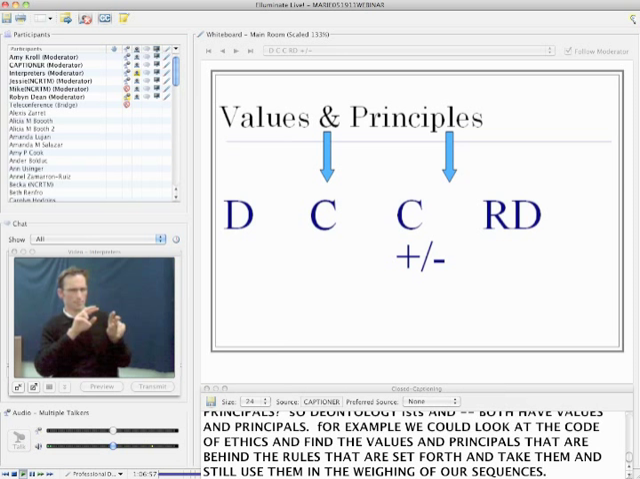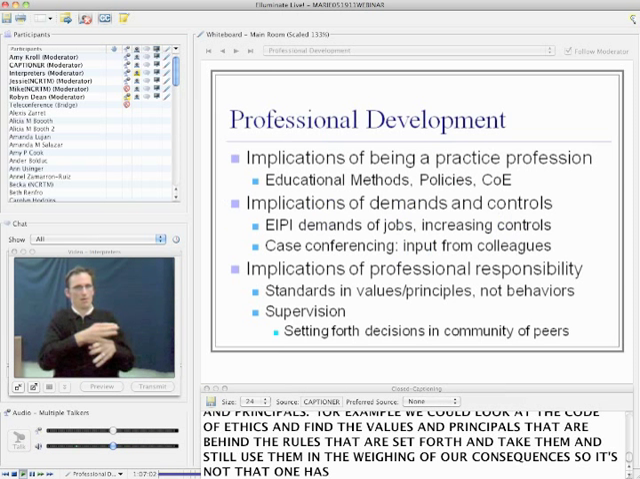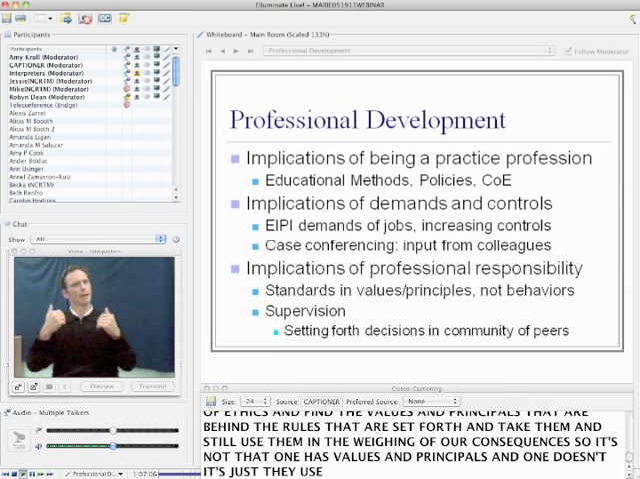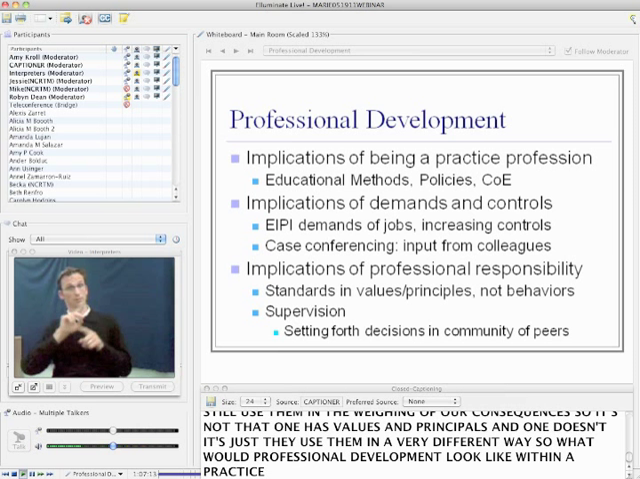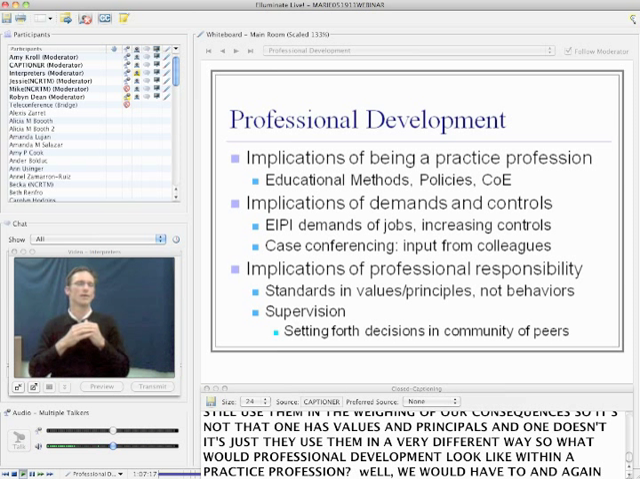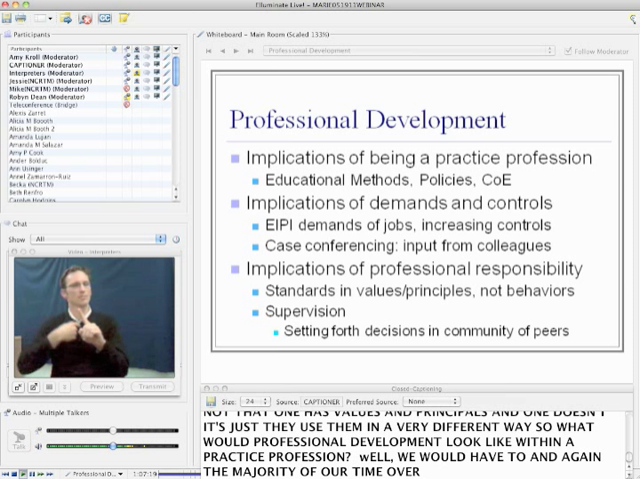So it's not that one has values and principles and one doesn't. They just use them in a very different way. So what would professional development look like within a practice profession? Well, the majority of our time over the next several months we'll be discussing and looking at these. So these will make more sense then than they do now.